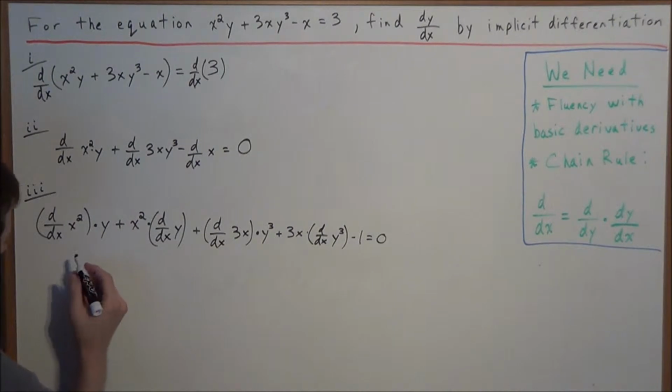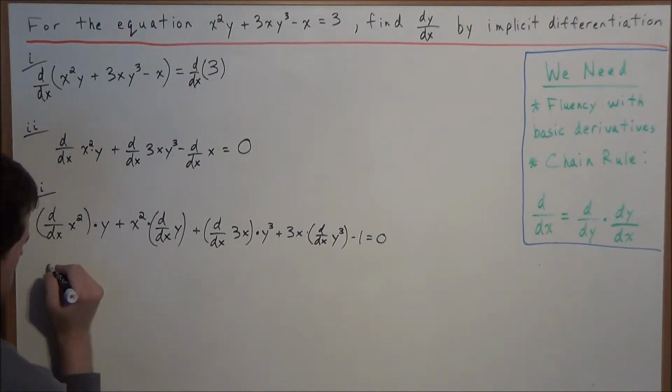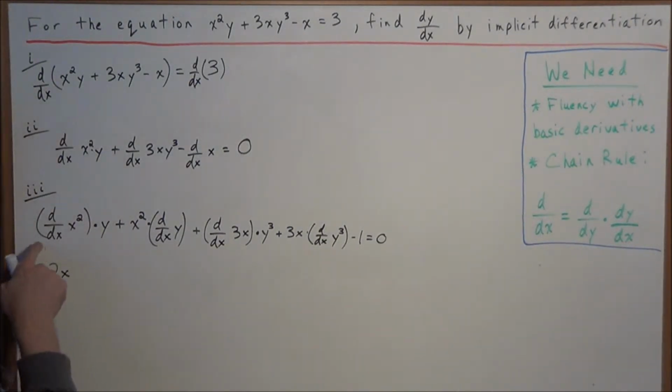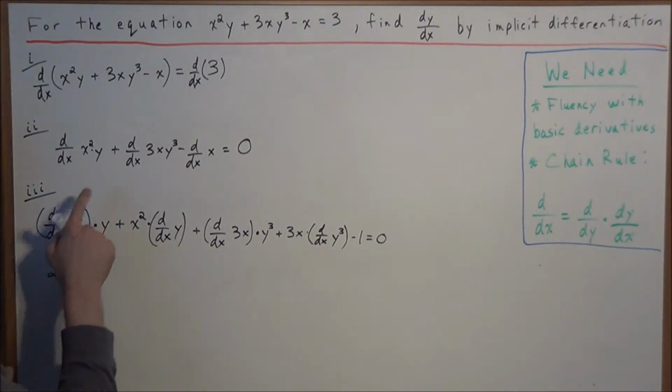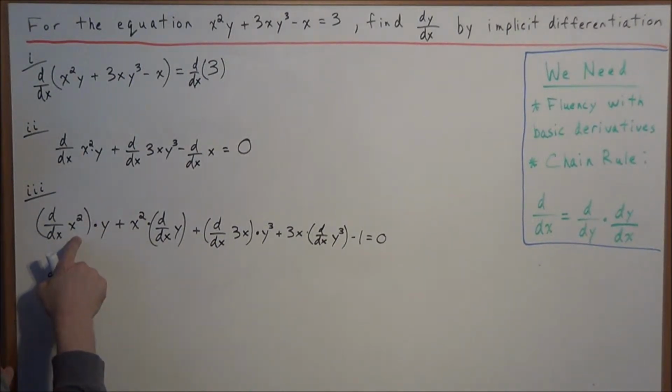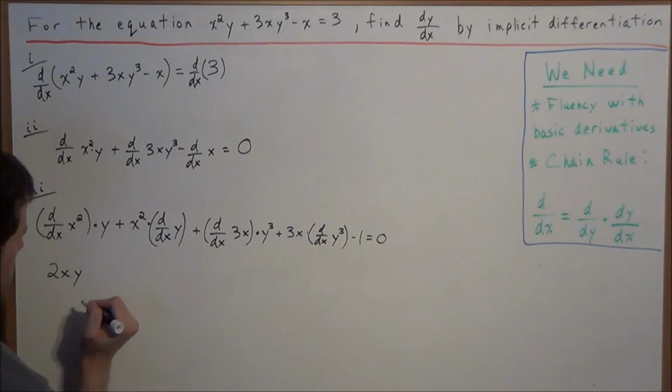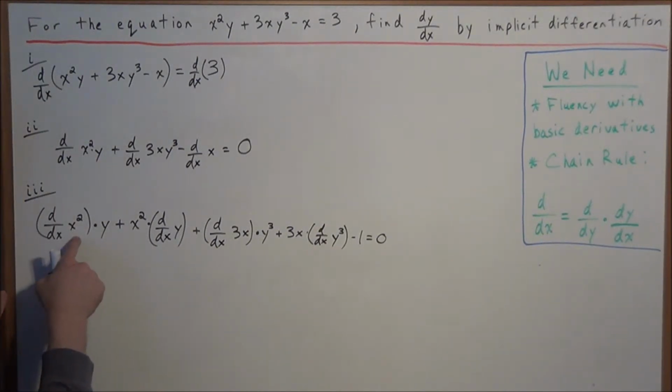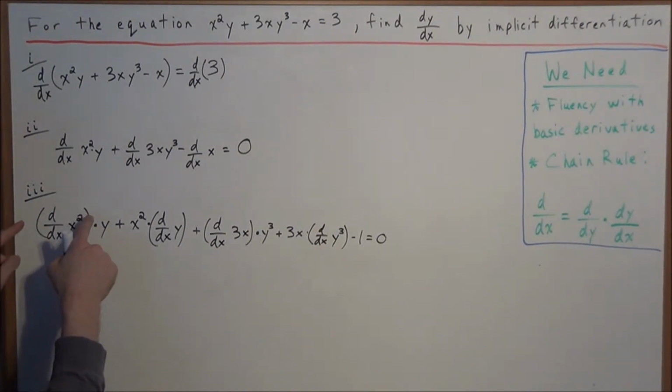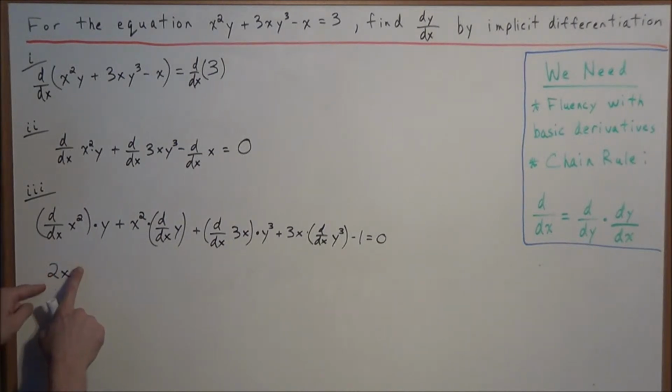d/dx of x squared is equal to 2x. All we're doing is using that power rule for finding the derivative of some exponent term. So we have 2x times y now. Because notice how d/dx of x squared, this whole expression simplifies to 2x here. And then we're just multiplying that by y.